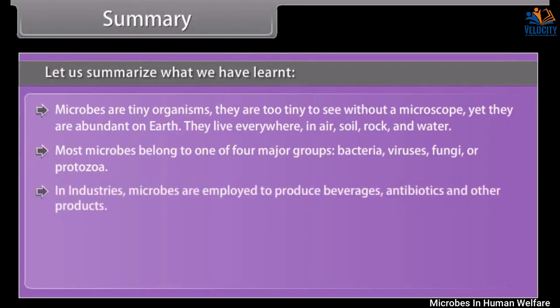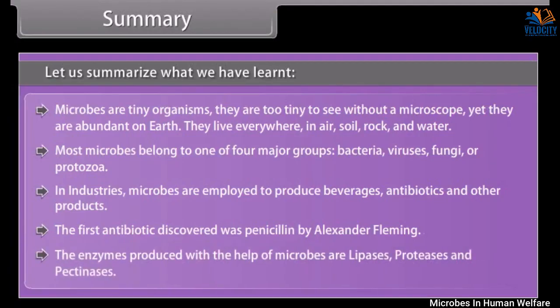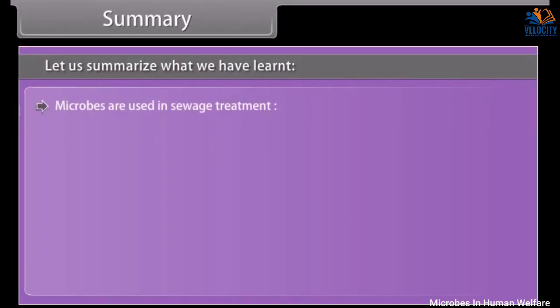In industries, microbes are employed to produce beverages, antibiotics and other products. The first antibiotic discovered was penicillin by Alexander Fleming. The enzymes produced with the help of microbes are lipases, proteases and pectinases. Microbes are used in sewage treatment.